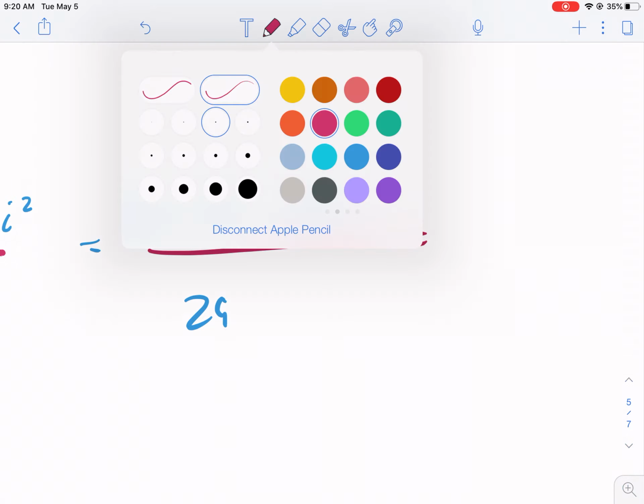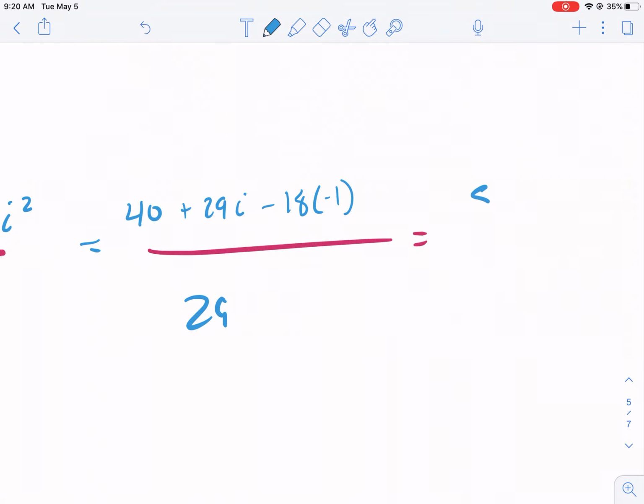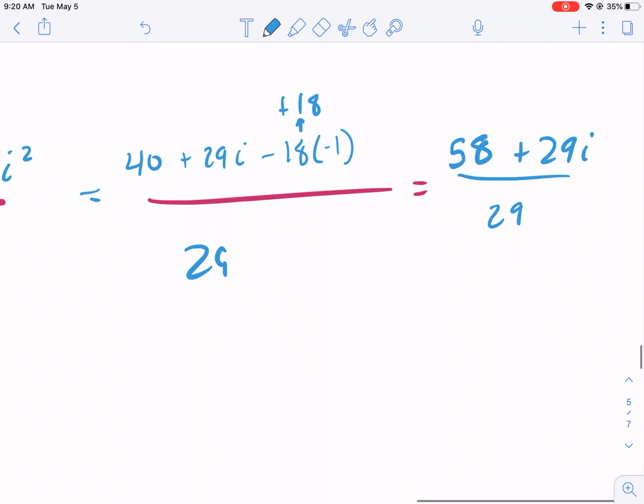So we're going to get 58, that's backwards, but you get it, plus 29i. The reason why it's 58 is because this turns into plus 18. Okay, just FYI. Over 29. Now, a giveaway here that we're not done is you notice that there's 29 here and 29 here. Now, that could be fine, but because there's addition at the top, this first term also needs to be a factor of 29. And it actually is.